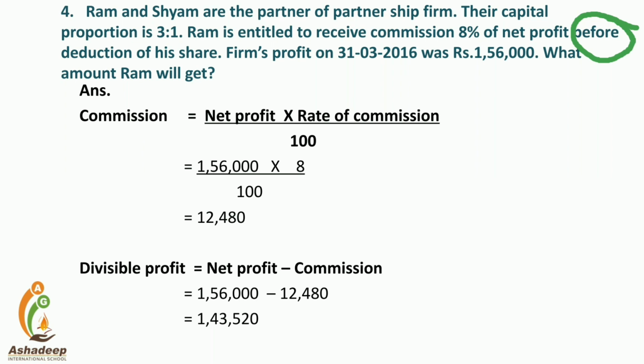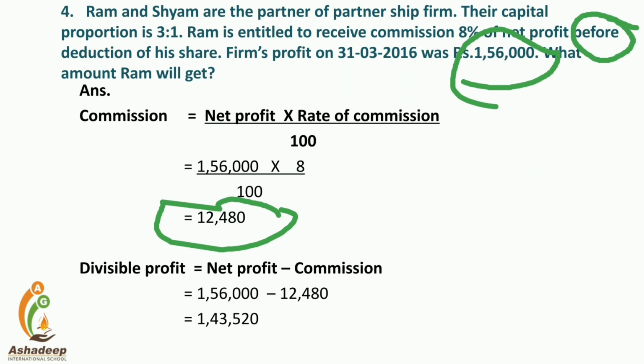But here in this question one word is given, that is before. In the last three sums we had after. Here we have before, which means our formula is going to change. In this question we have the value of net profit, that is rupees 1,56,000. So putting in the formula, the first formula we have to use is for before. Commission is equal to net profit multiplied by rate of commission upon 100. And by putting the values, we get rupees 12,480.